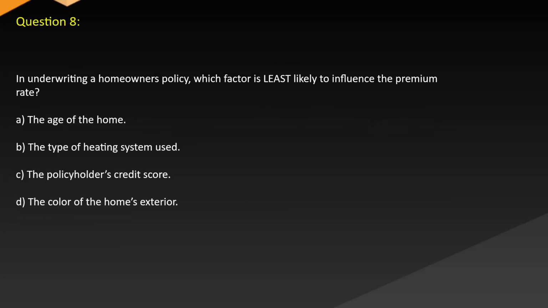Question 8. In underwriting a homeowner's policy, which factor is LEAST likely to influence the premium rate? A. The age of the home. B. The type of heating system used. C. The policyholder's credit score. D. The color of the home's exterior.